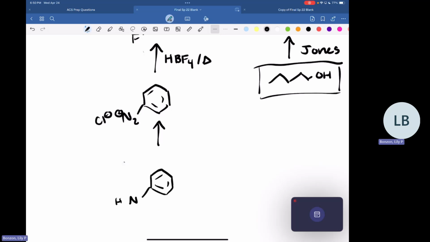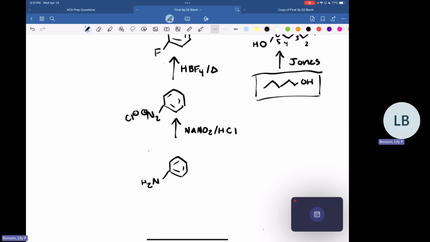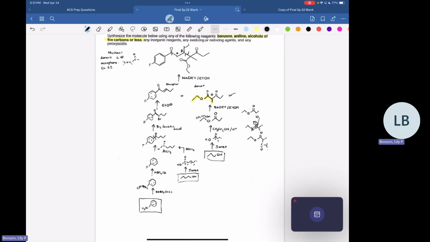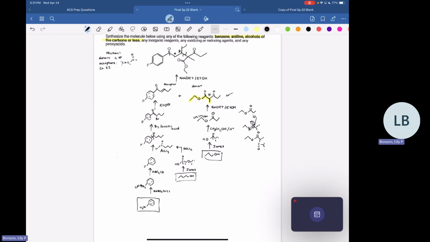Okay, so, and the way we can form that is we start with an aniline, and you'll notice that that is allowed in your starting material. So you start with an aniline, and then you do NaNO2 and HCl to form that diazonium salt, and then you can work it forward. So since we're allowed to start with this aniline, we are good to go. So yeah, lots of new stuff in this one, so yeah.